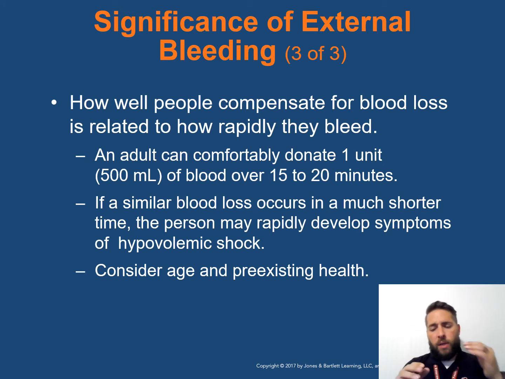So what's funny is we can donate 1 unit, which is 500 milliliters of blood. So it's half of a liter, if you will, over about 15 or 20 minutes, and your body will make those red blood cells. I want you guys to tell me later where red blood cells are made if you don't already know. I'm going to ask you guys that question later. Okay, so if you don't know it, find it out, and I'm going to ask you and see what you guys say.